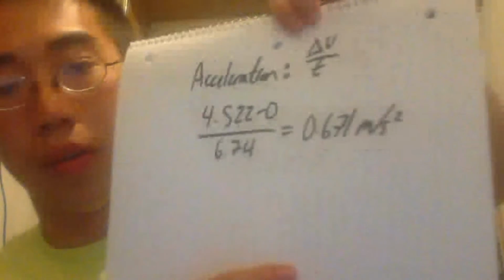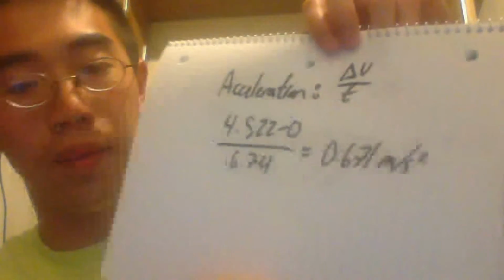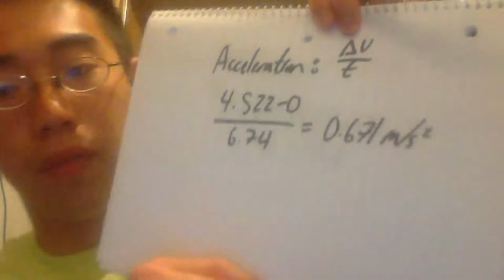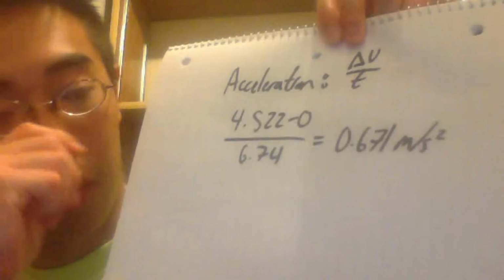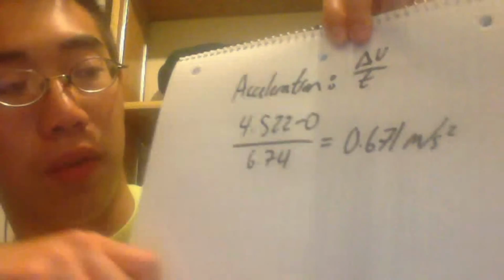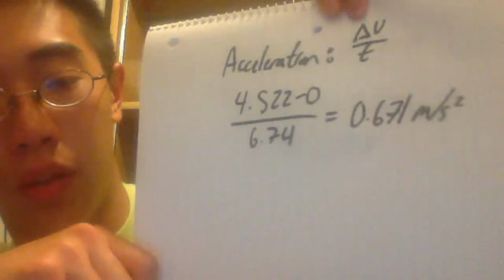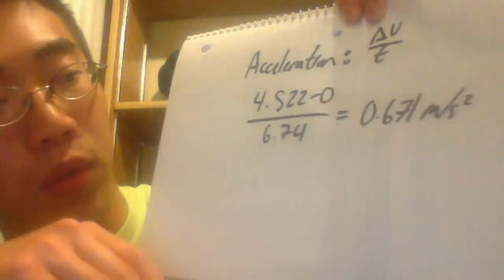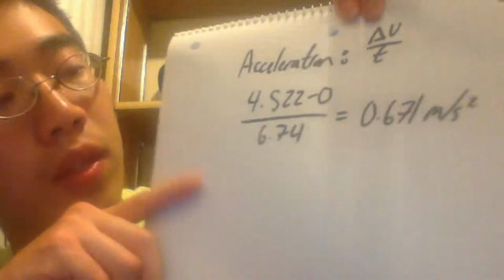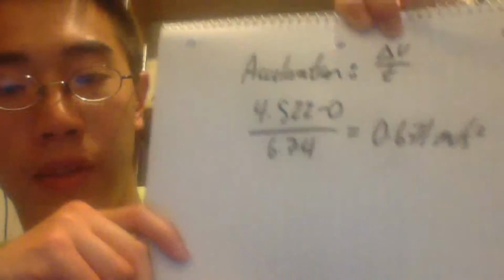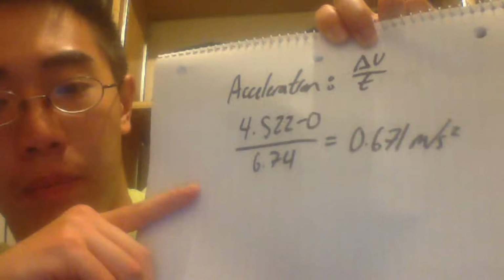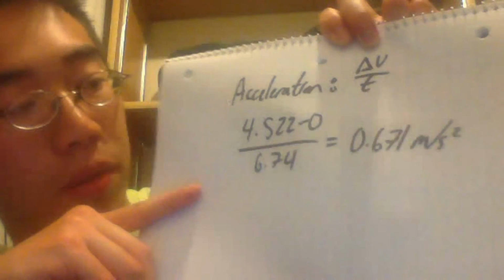Next we have acceleration. For acceleration, we take our final velocity, which we got in our previous velocity set, which was 4.522 meters per second, minus our initial velocity, which was 0, because we were at a still point, divided by t, or time, which was 6.74 seconds, and that calculated out to be 0.671 meters per second squared.